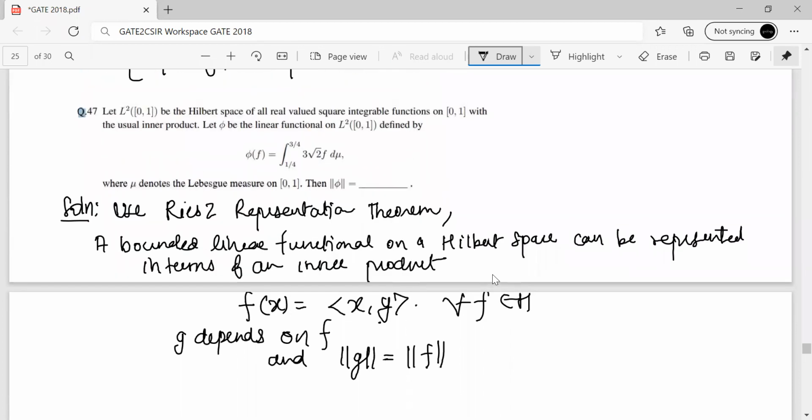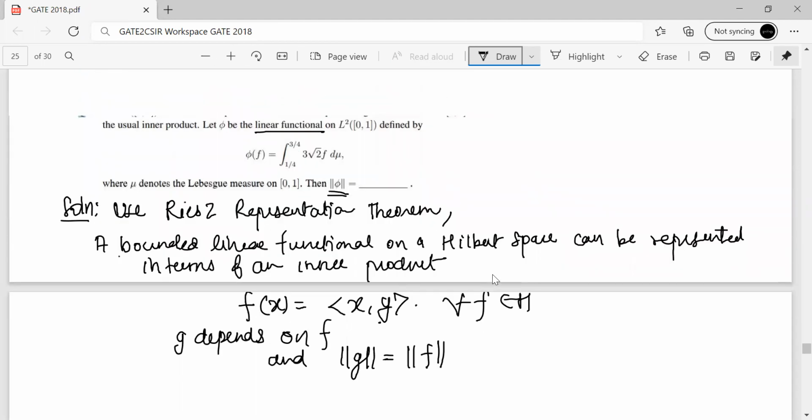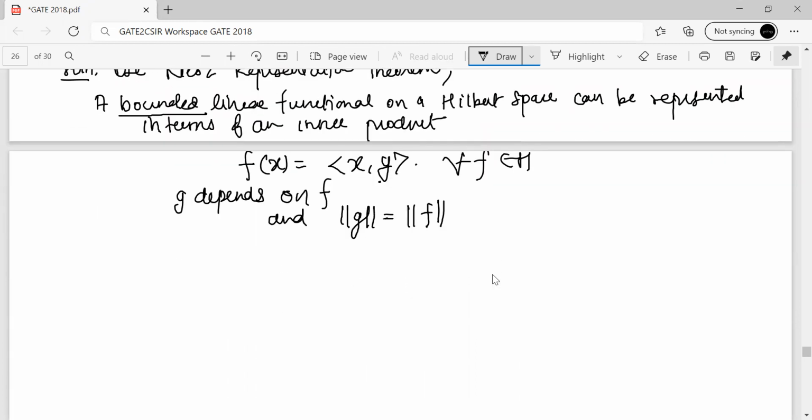And see, we have got here a linear functional, so we have to check whether phi is bounded or not. See, in the exam, if they are asking the norm of phi, then they will ask if this is bounded. Otherwise, we can't apply Riesz. So we will not check whether it is bounded or not. We will directly find out the norm of phi. But remember that this theorem is ideal only for bounded linear functionals. So let us find out the norm of phi. Okay, so consider this. First find phi of f.